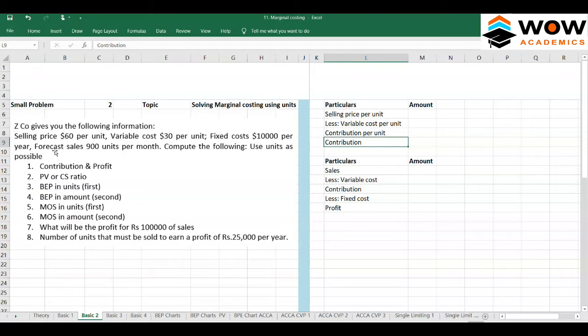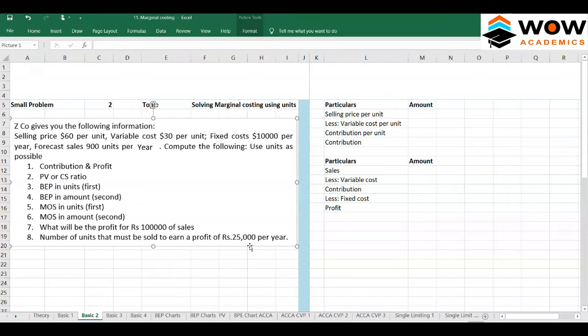Sales forecast per month. Hope it's correct, it's per year we'll take. All the numbers are in per year only. The first thing he wants is contribution and profit, then PV ratio or CS ratio, then BEP in units, BEP in amount, MOS in units, MOS in amount, then what will be the profit for 1 lakh of sales, and what number of units must be sold to earn a profit of 25,000. These are the total questions here.